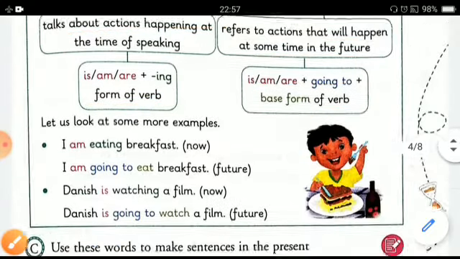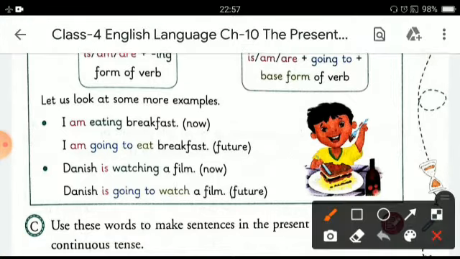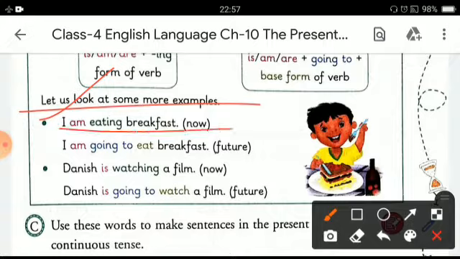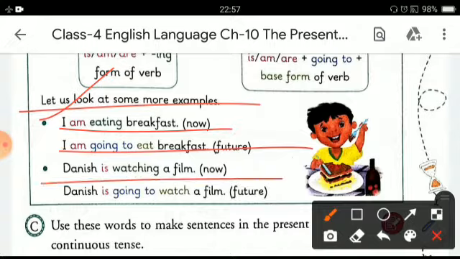Now let's look at some more examples. First one, I am eating breakfast. Action that is happening now. I am going to eat breakfast. Action that will happen at some time in future. Danish is watching a film. Action happening now. Danish is going to watch a film. The action will happen after some time in future.